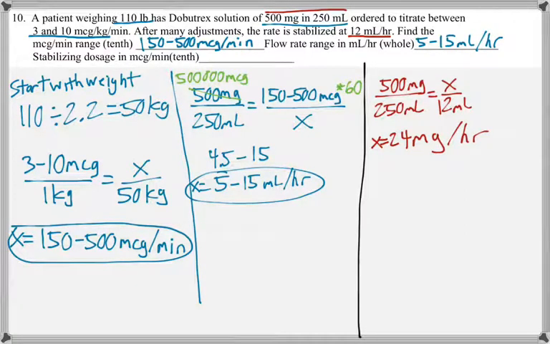But our final answer needs to be in mcg per minute. So we have two things we need to do. We need to convert. So I need to move the decimal place over 3 places. And then I need to divide by 60. And we get 400.